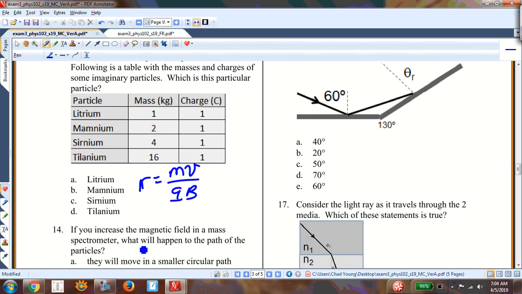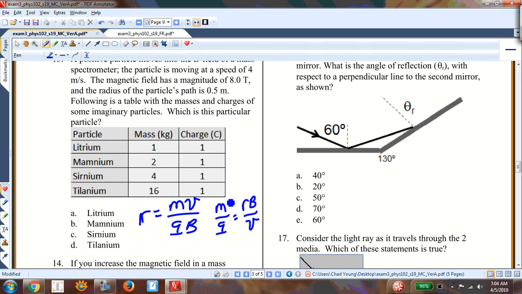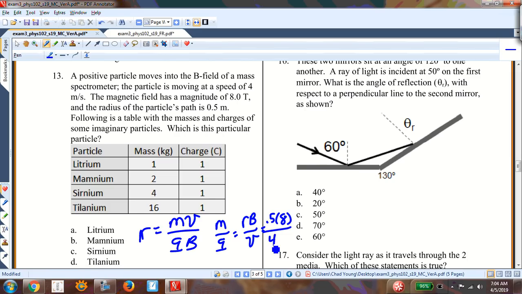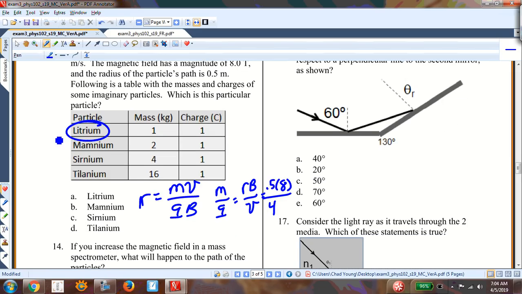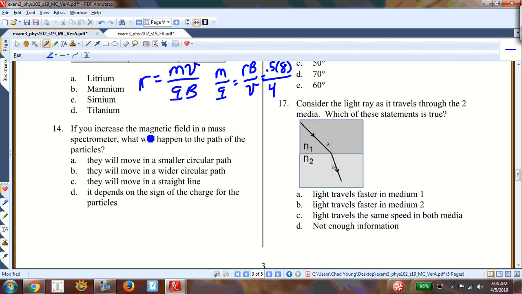I'm looking for the mass to charge ratio. So m over q is equal to rB over v. R is 0.5 times 8 divided by v, which is 4. So it's going to be a mass charge ratio of 1, which is yttrium. And I know that because 1 divided by 1 is 1, whereas these others have a mass charge ratio of 2, 4, and 16.